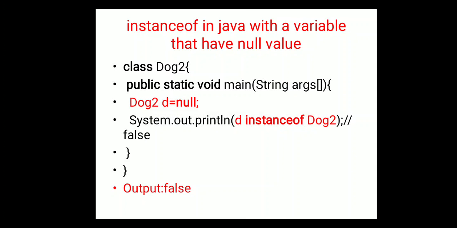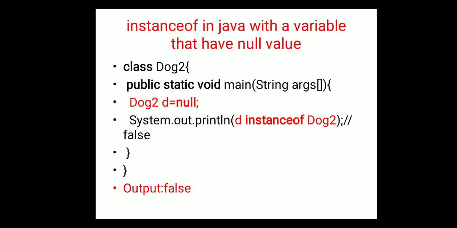Now instance of operator in Java with a variable that has null value. See this. We have class dog2. In that main method we have dog2 d is equal to null. Here d is an object reference variable which is made as null. Now we are printing d instance of dog2. So we did not create it here for dog2.